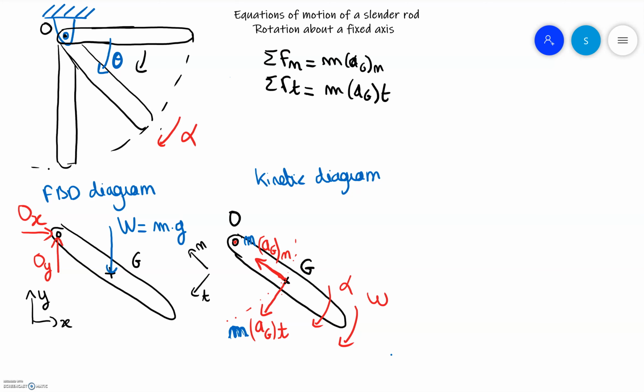What we need is some dimensions. I forgot to say that the length of the rod is L. So it means that this dimension is L divided by 2, and this one is L.